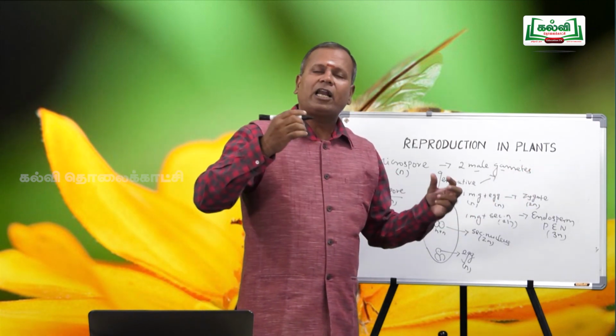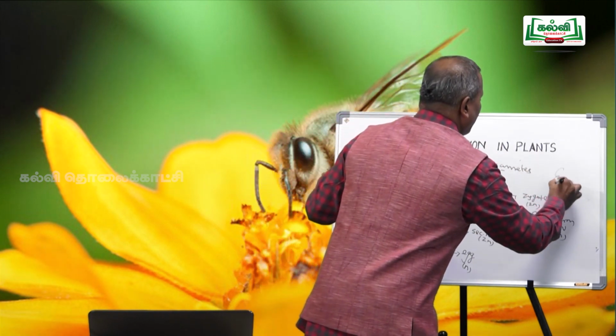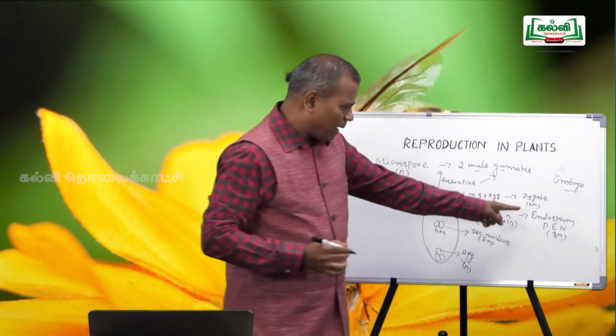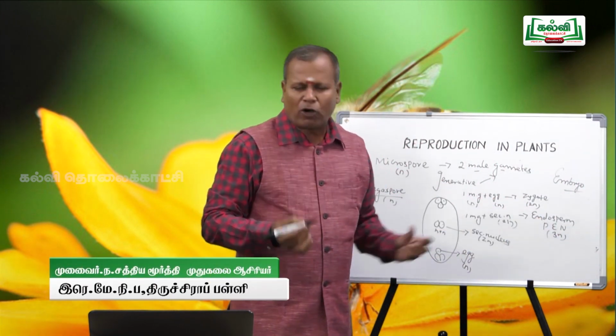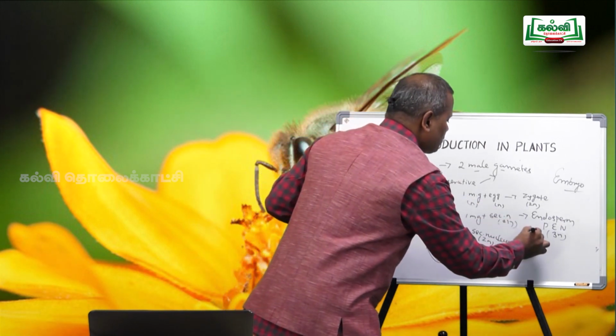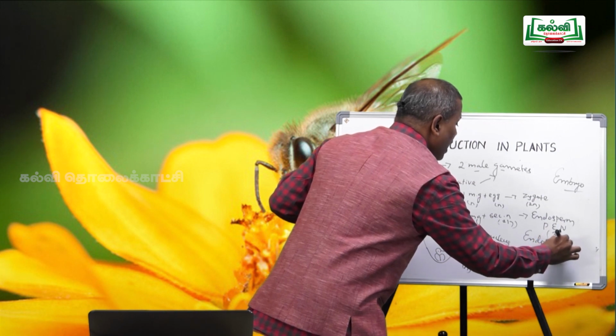This zygote undergoes successive mitotic cell division and develops into the embryo. This primary endosperm nucleus undergoes cell division. It is also mitotic in nature, to form the endosperm. Endosperm is a triploid one.